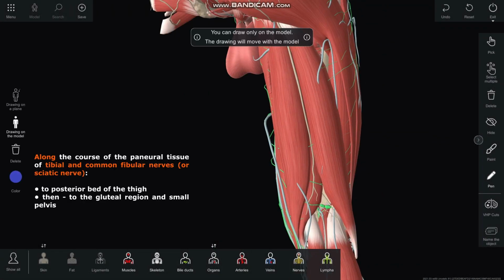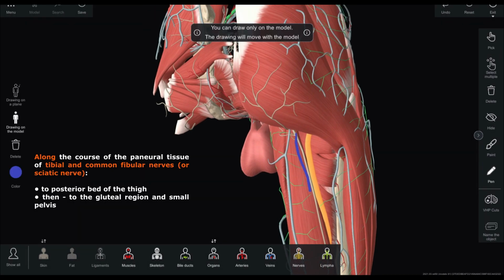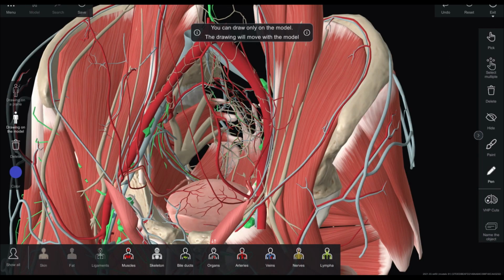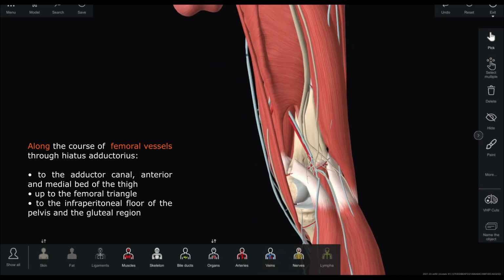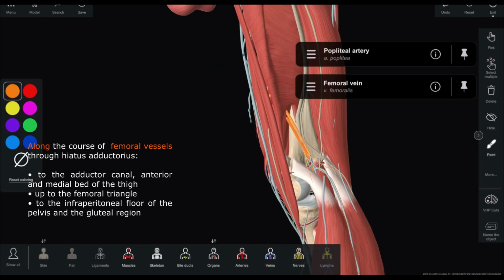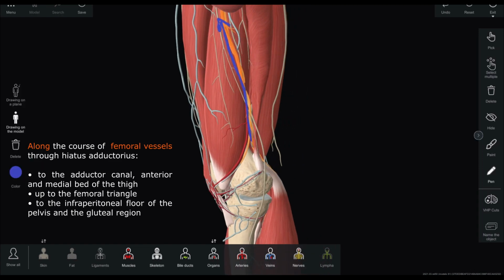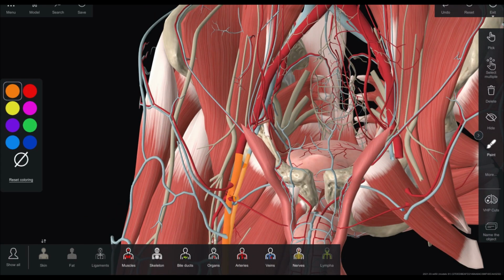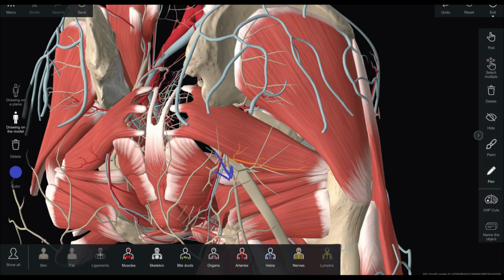Pus from the popliteal fossa can spread in some directions. Along the course of the paraneural tissue of the tibial and common fibular nerves, or sciatic nerve, to the posterior bed of the thigh, potentially reaching the gluteal region and small pelvis. Along the course of the femoral vessels to the hiatus adductorius, into the adductor canal, the anterior and medial bed of the thigh, then up to the femoral triangle, from where it can also spread along the course of the vessels to the infraperitoneal floor of the pelvis and the gluteal region.